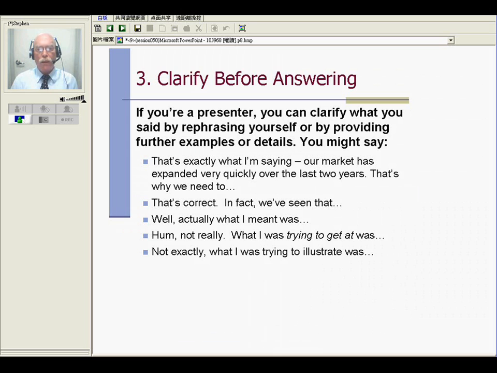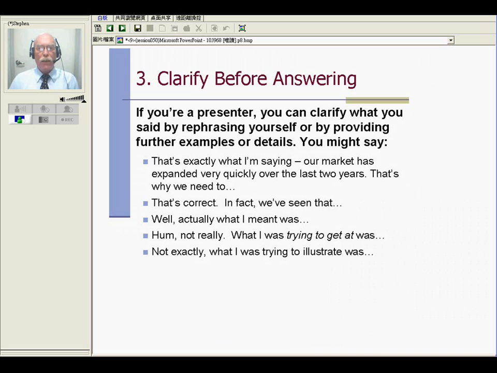Or if the question is not really relevant or it's not really talking about what you were talking about, you can say, well, or not really. What I was trying to get at was something, okay? And the last one here is not exactly. What I was trying to illustrate was this, okay?